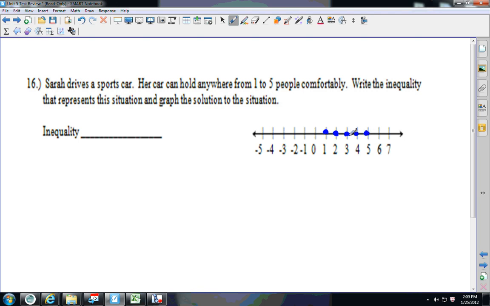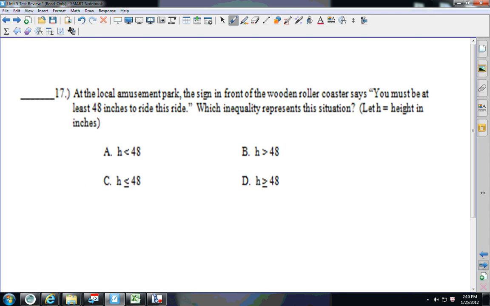How come I didn't shade them all in? Well, I'm hoping we're not going to take half of a body, half of a person, in our car. So it says only from 1 to 5 people. So X is between 1 and 5. Whoops, that's not a 5. There we go. And you have to put the equal to bars there because you can actually hold 1 and 5. And you put dots because you're not going to have a half of a person, 0.999 of a person.